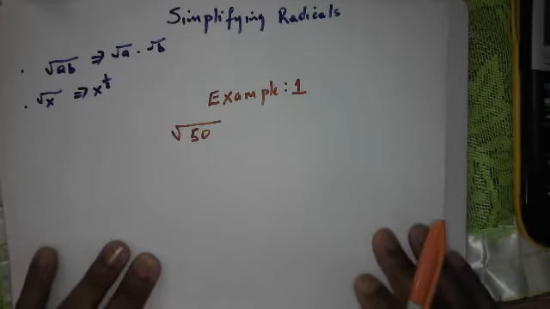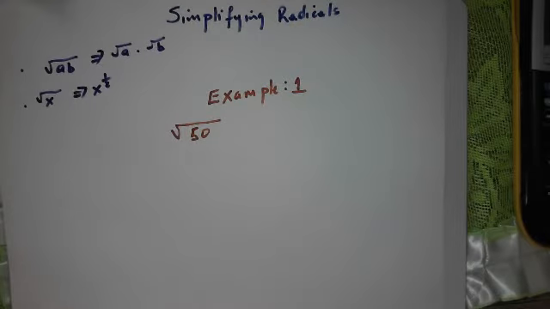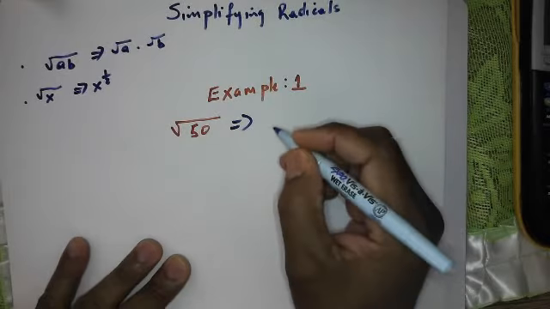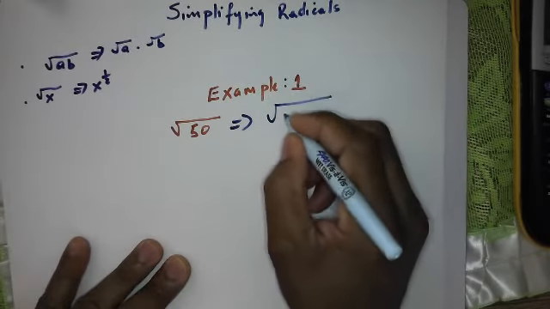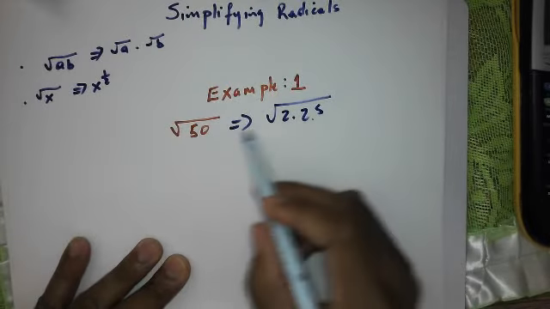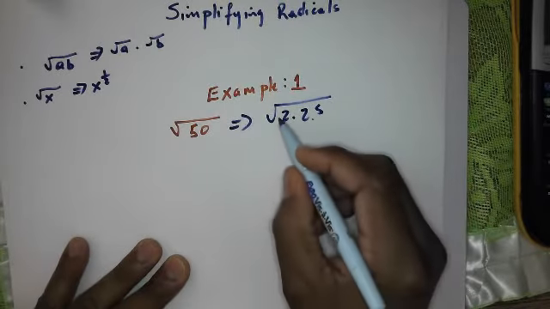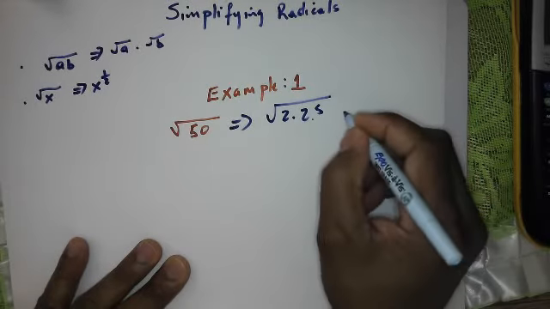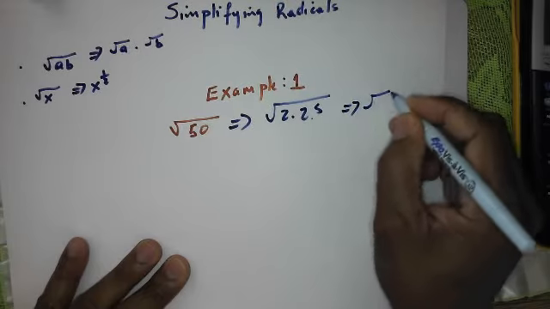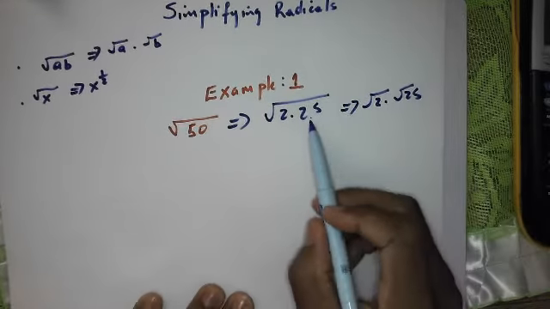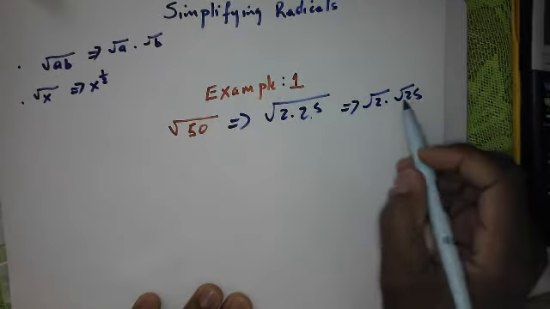Now, I can write my root 50 as the square root of 2 times 25, because 2 times 25 is 50. Now I can write this as root 2 times root 25. You see that 25 is a squared number.